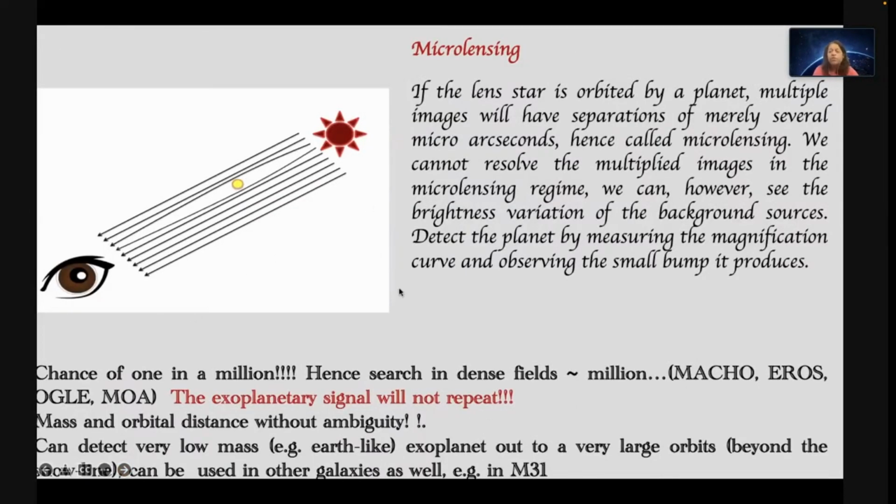Now, the other method which is used is the micro-lensing method. Essentially, what that means is that if you have a lens star orbited by a planet, because of the gravitational lensing effect, you will have multiple images being formed. And if you have multiple images being formed, you will have a variation in the brightness of the star. And that is exactly the variation which you are trying to look for.